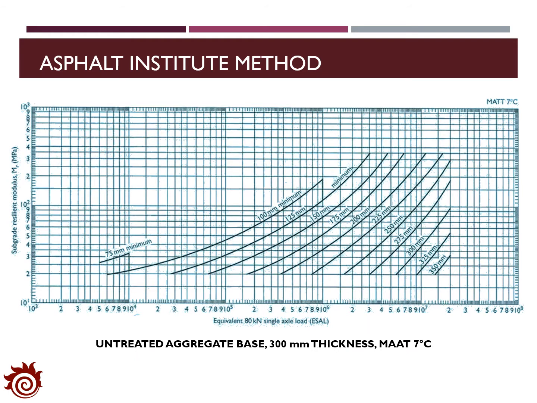This page shows the chart for the estimation of the thickness for the deep strength asphalt pavement. Well, in this chart, we assume that the granule base has the thickness of 300 millimeters, and the air temperature is also less than 7 degrees. With the designed ESAL and the resilient modulus, we can then identify the minimum thickness of the asphalt layers.